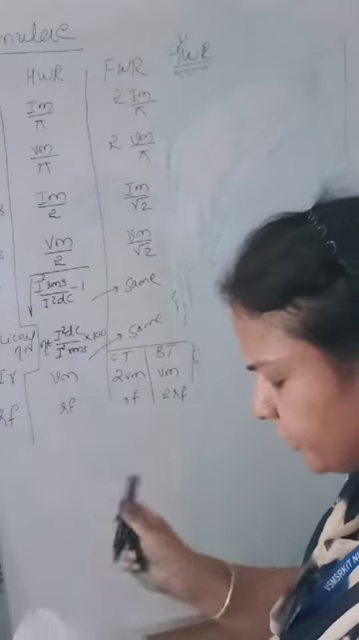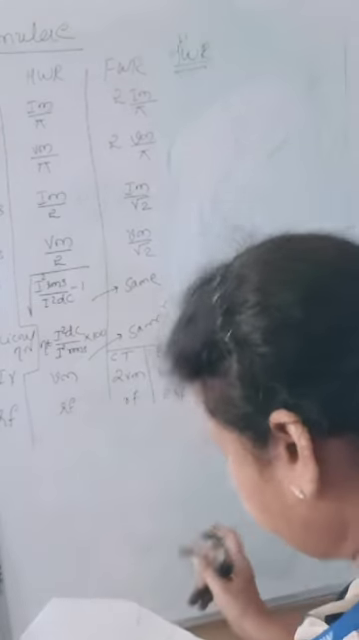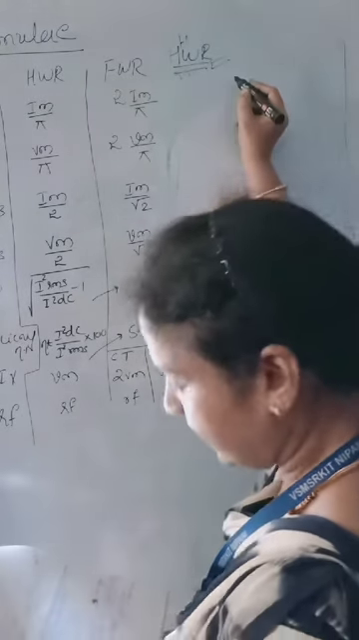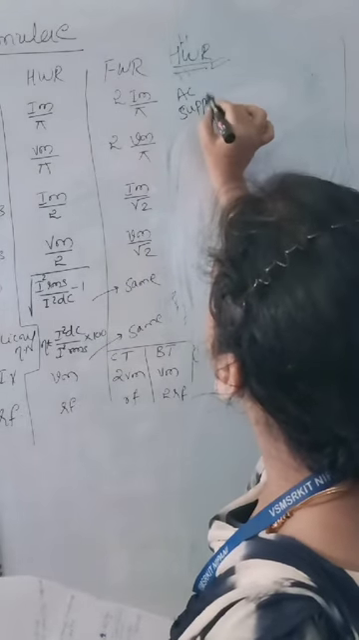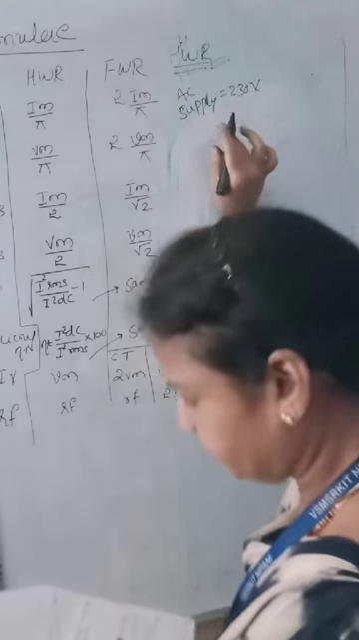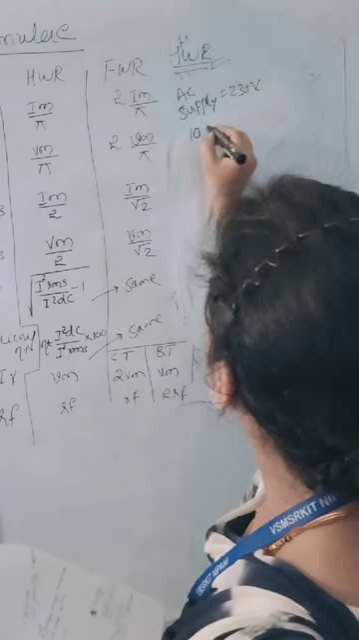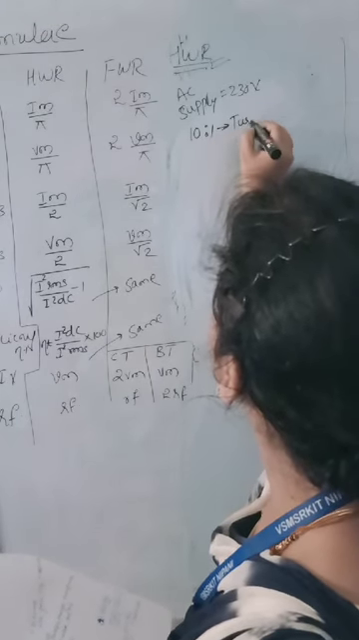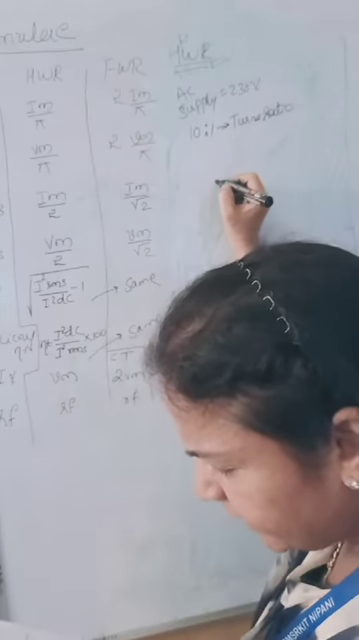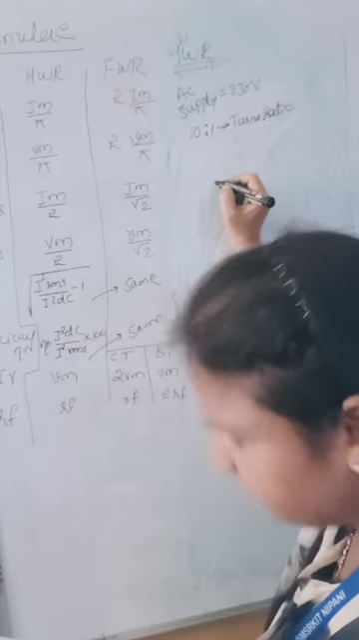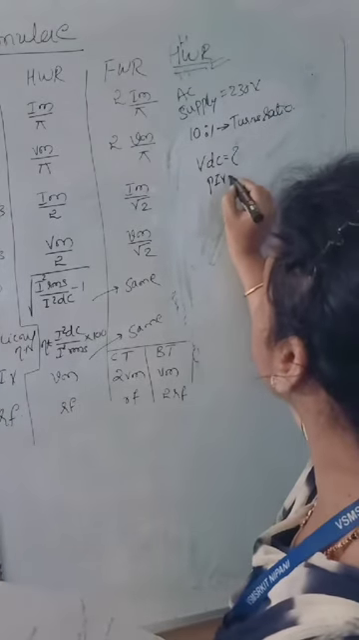Next problem is somewhat different here. AC supply is 230 volts applied to a half wave rectifier. Half wave rectifier again. AC supply 230 volts is applied through a transformer. Turns ratio 10:1. 10:1 is the turns ratio they have mentioned here. Find the DC output voltage and PIV.